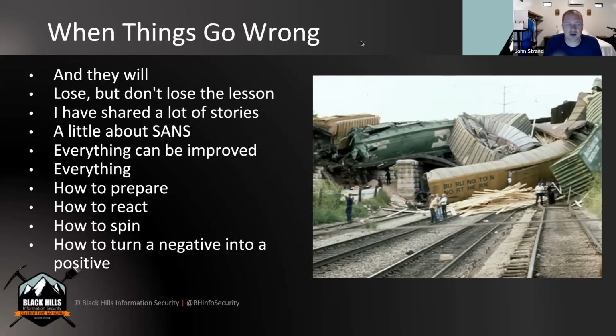Another favorite CJ quote is lose, but don't lose the lesson. Every time something goes wrong, you can look at it in a variety of different ways. You can look at it and you can say it's the customer's fault and not learn anything from it. But even if it is the customer's fault, were there any questions you could have asked the customer that could have cut this off at the pass? There's always something that you can learn.